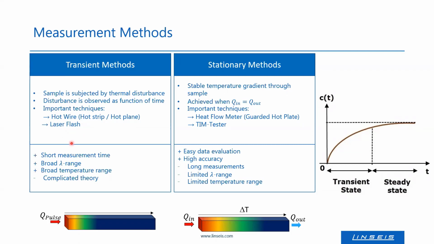The main advantage of the transient methods is that they require only a short measurement time and cover a very broad thermal conductivity range and also a broad temperature range. The theory to get thermal conductivity out of the results is maybe quite complicated, but this is not the user's problem. This is solved in the manufacturer's device and in the software for the evaluation of the data.